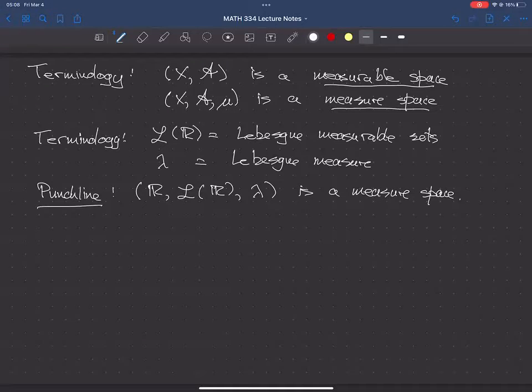Okay, good. So that's Lebesgue measure. Next time, we're going to use the Lebesgue measure to talk about the Lebesgue integral. But that's next time.